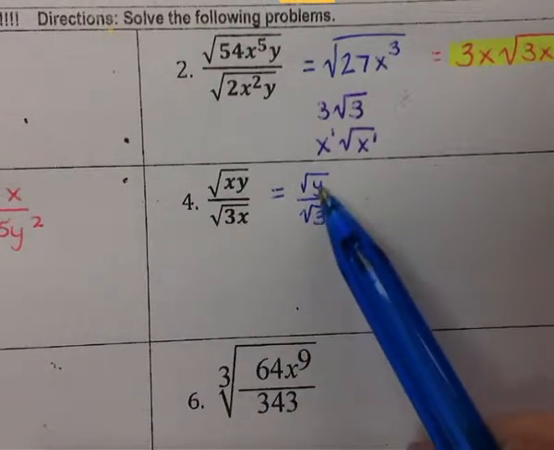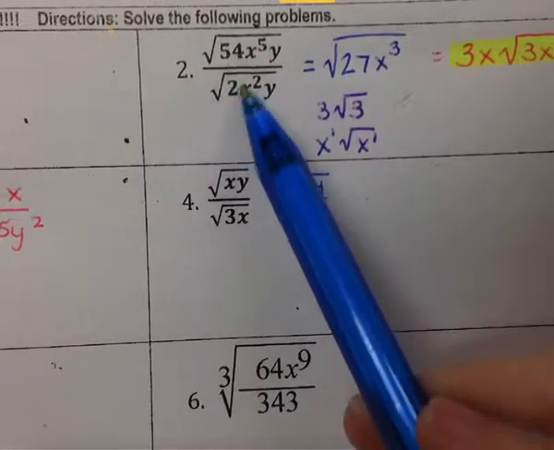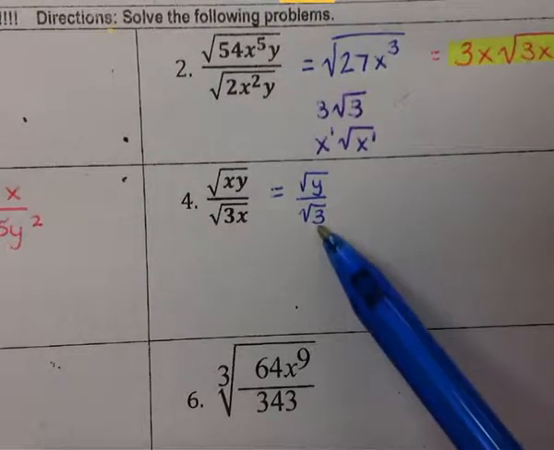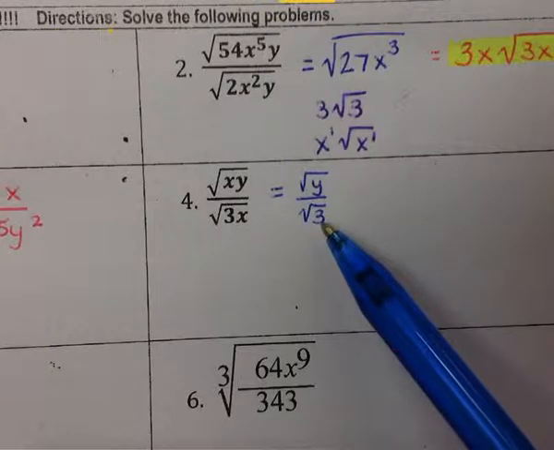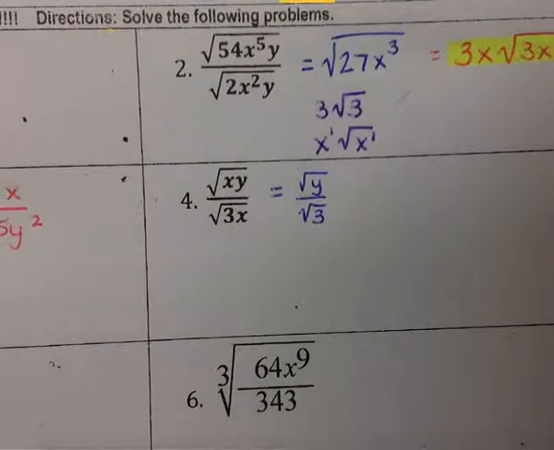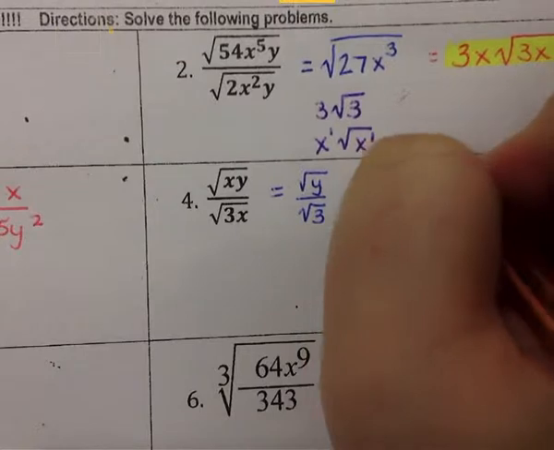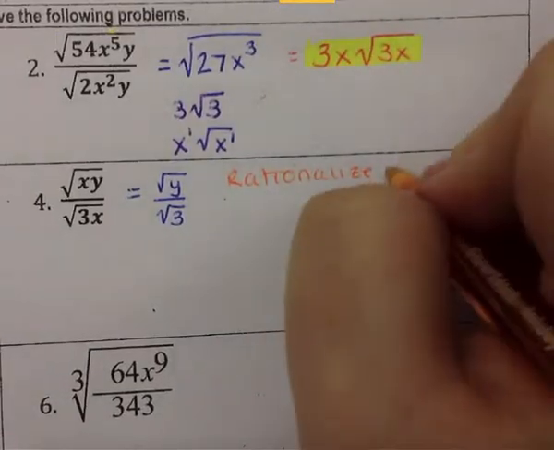If you can simplify them, you would want to put them together, just like we could do here. 54 over 2 in one radical gave us 27. But y and 3 won't simplify together, so keeping them separate will help us to know when we have to rationalize the denominator. So this one, we will have to rationalize the denominator. I'm going to write a note, rationalize the denominator.